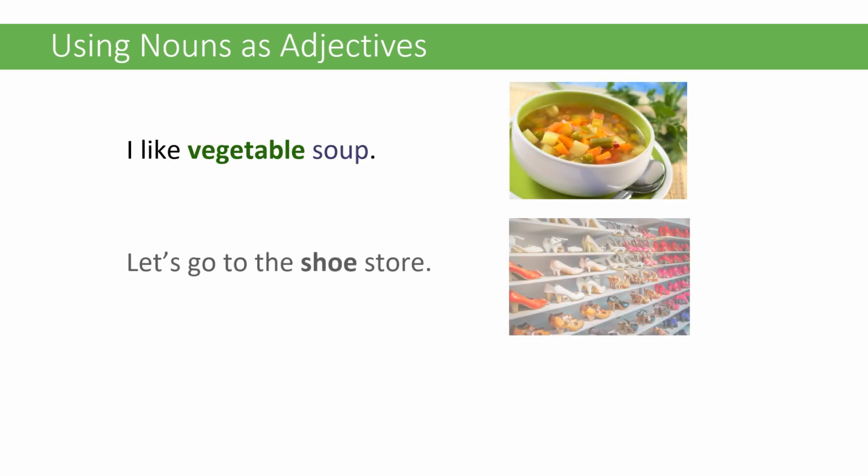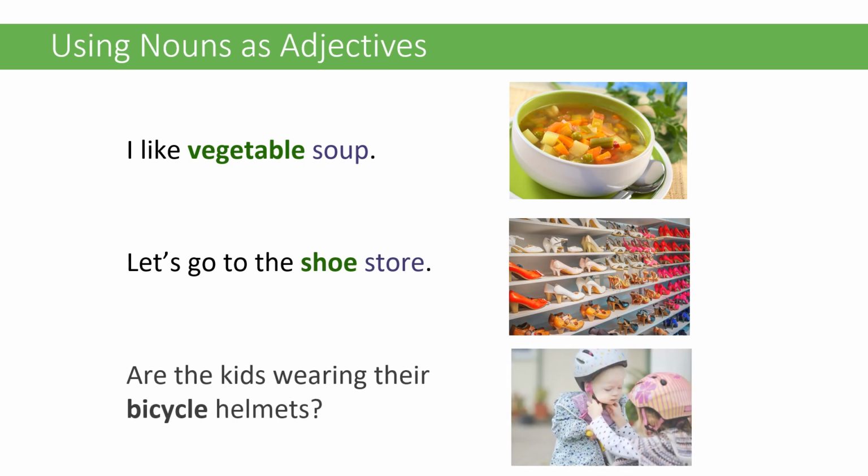Look at the examples. I like vegetable soup. Let's go to the shoe store. Are the kids wearing their bicycle helmets? In the first one, the noun vegetable is modifying the noun soup. In the second one, shoe modifies store. And in the third one, bicycle modifies helmets.